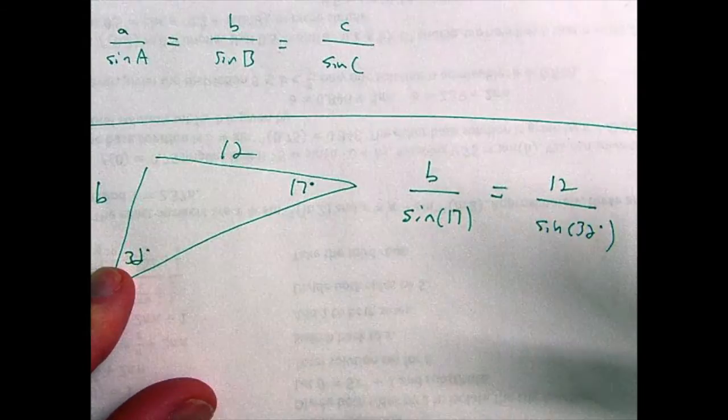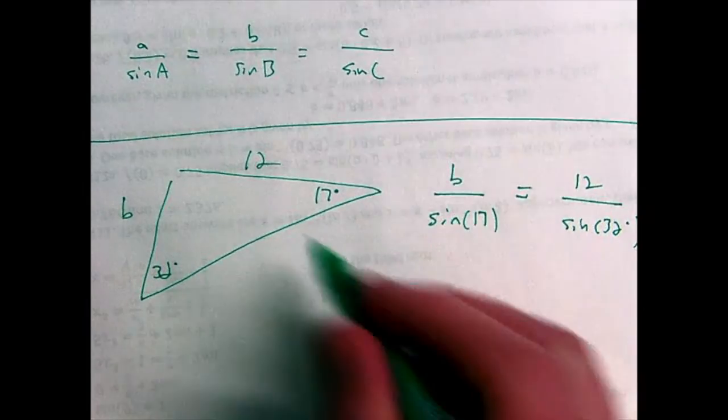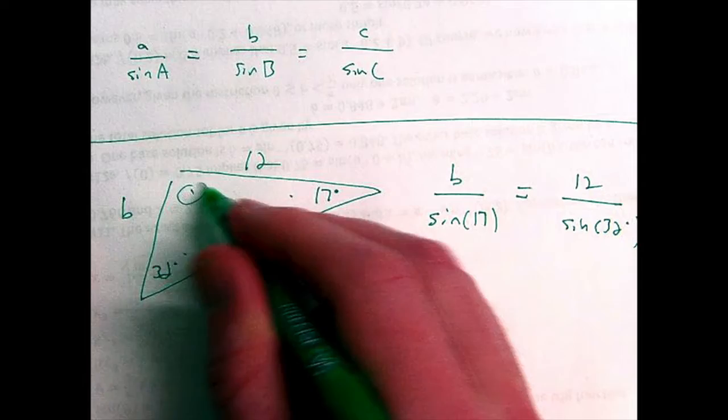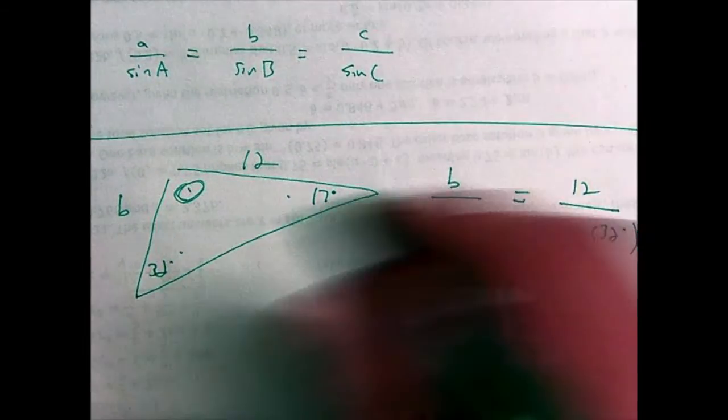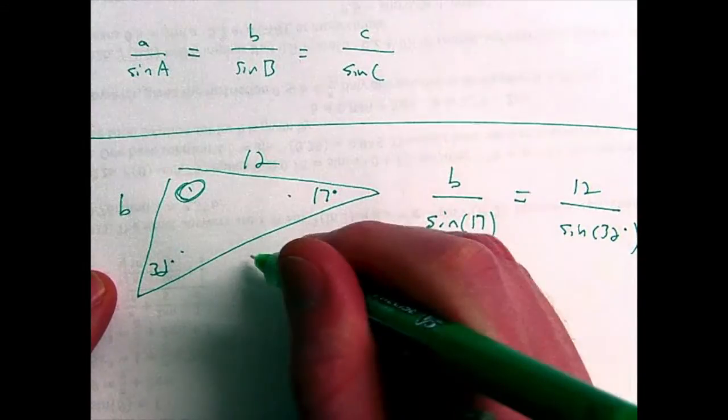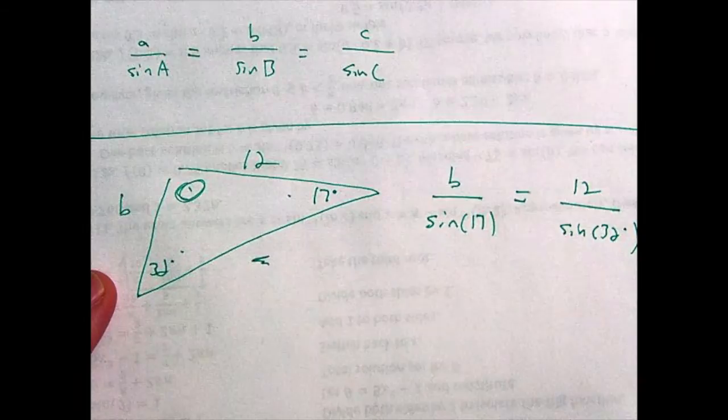And then you just solve for b, right? And obviously, since these three angles add up to 180, you can find this missing angle, and then another application of the law of sines will give you this side right here. Okay, that's what we did for homework. Let's talk about new stuff.